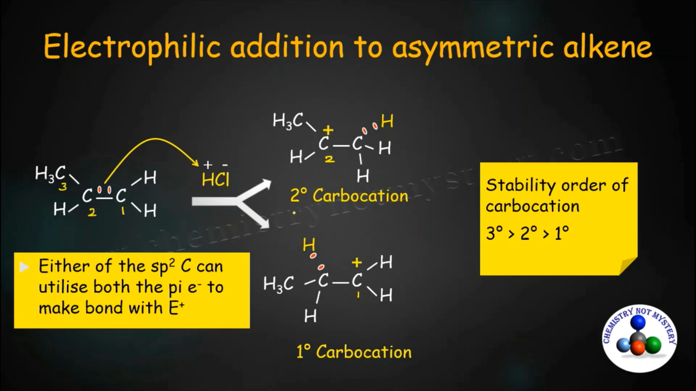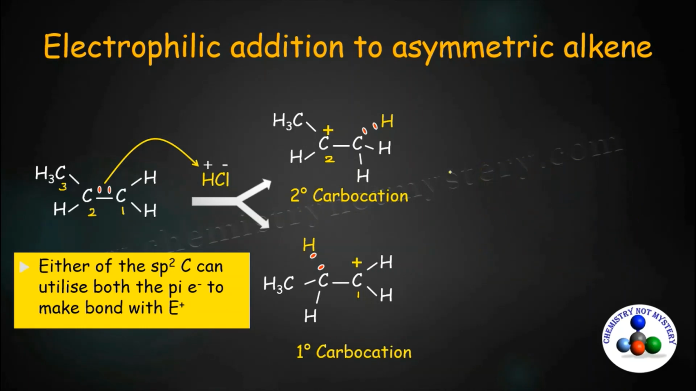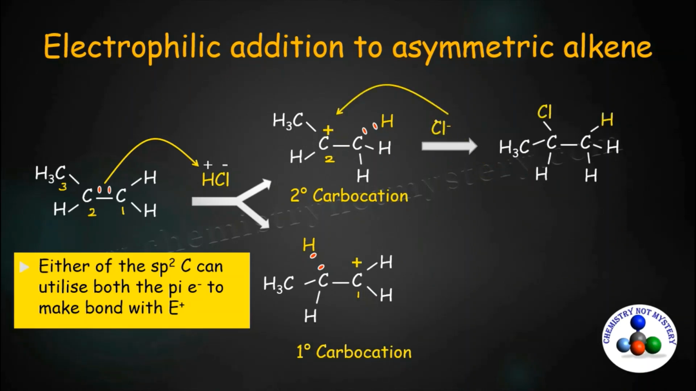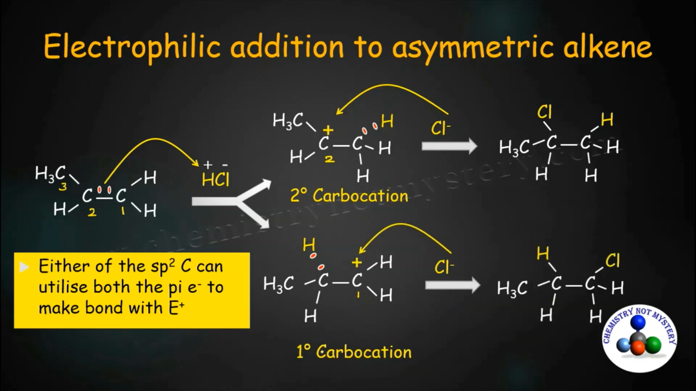In secondary carbocation, there is more plus I effect, and because of hyperconjugation, it is more stable as compared to primary carbocation. Now the nucleophile, Cl negative, gets attached to the formed carbocation, resulting in the formation of 2-chloropropane. Cl negative will get attached to the primary carbocation as well, and it will result in the formation of 1-chloropropane.